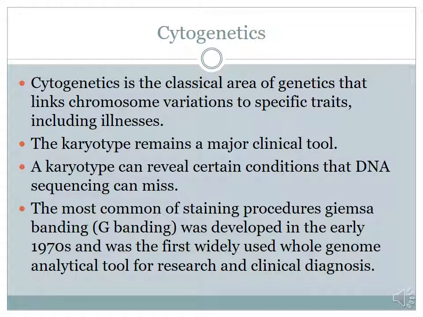Cytogenetics is the classical area of genetics that links chromosome variations to specific traits, including illnesses. The karyotype, to this day, remains a major clinical tool. A karyotype can reveal certain conditions that DNA sequencing can miss. The most common staining procedure utilized is G-banding or Giemsa banding, which was developed in the early 1970s and was the first widely used whole genome analytical tool for research and clinical diagnosis.